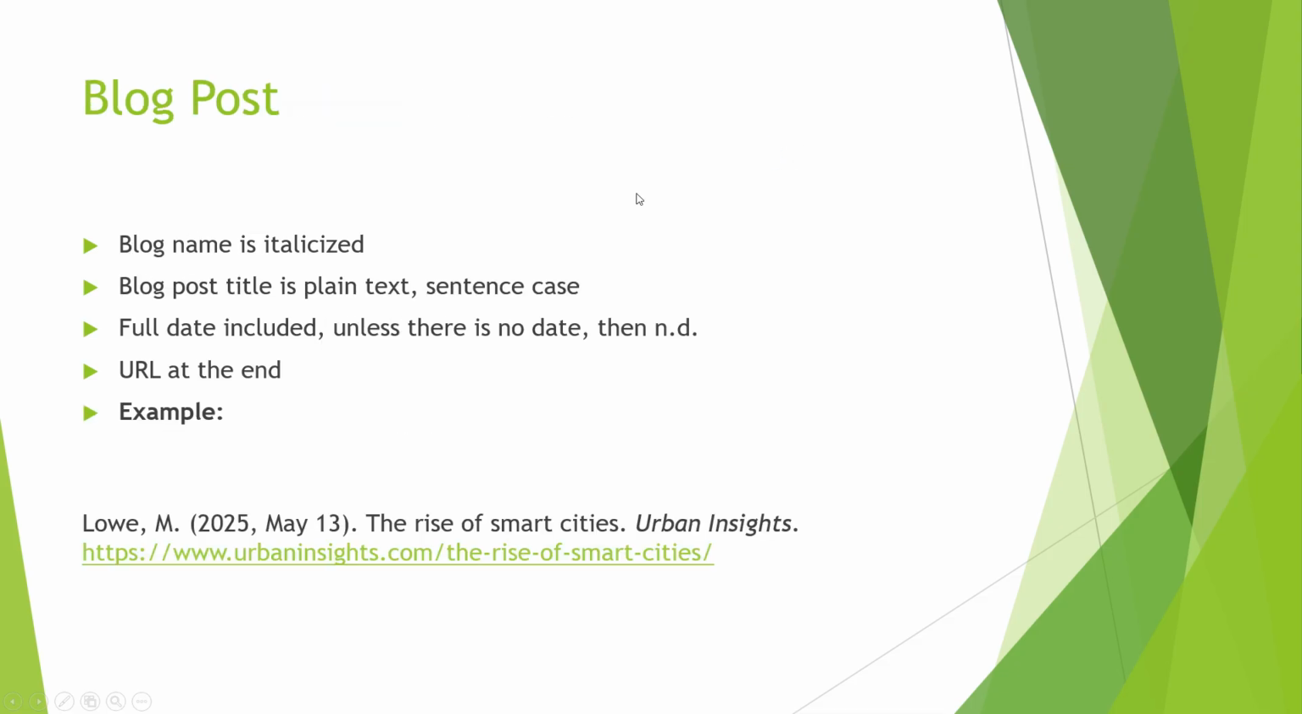A blog post. The blog name is italicized, so this came from Urban Insights, but the title of the blog is not. So that's a little different than when you're pulling from a web page, where the web page title is italicized, but a blog post title is not.